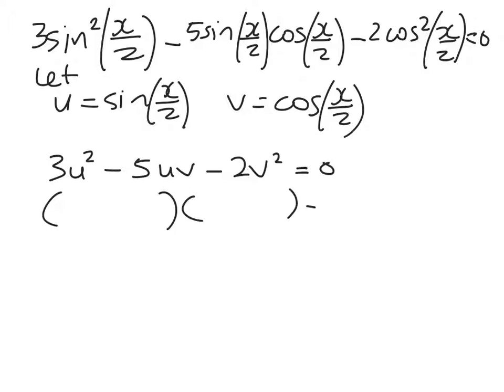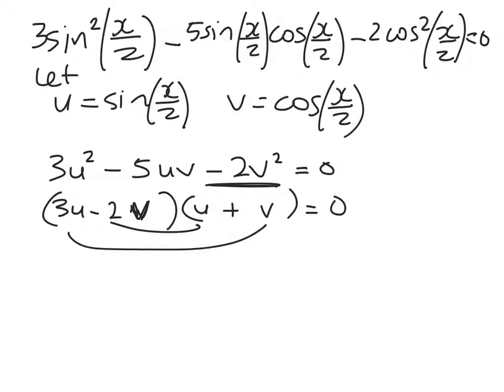So I'm going to do this by guess and check. Well, we must have 3u here and u here. And I need to end up with a minus 2v squared. So there's only a couple of ways that can work. I'm going to have to put a negative sign and a positive sign. And I'm going to have a 2. So let's try that. Minus 2 plus v. Well, that's not going to work, right? Because I'm going to have minus 2uv plus 3uv.